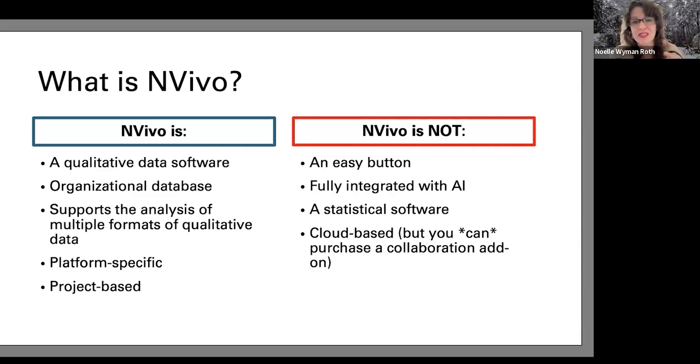But the important thing to know is that if you put quantitative data in, which you can, it will not do statistics on it. It will maybe make some percentages, and that's about it. So if you want to do stats, you do it in a different software. It can bring in SPSS data formats to match up with your qualitative data. There is a cloud-based add-on. It is not inherently cloud-based. There are other software packages that are.